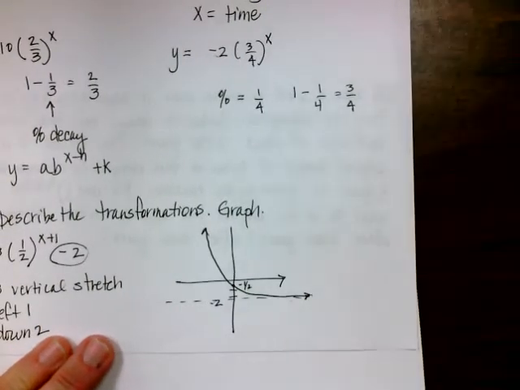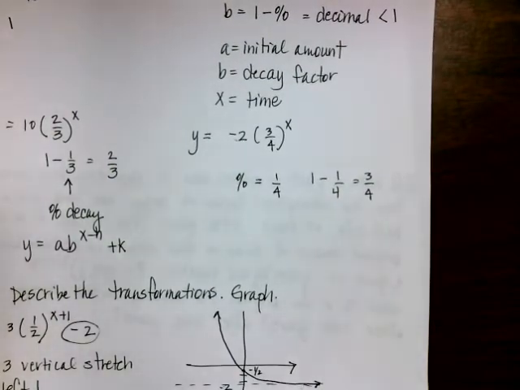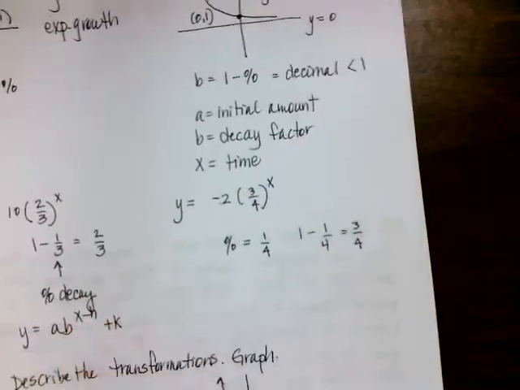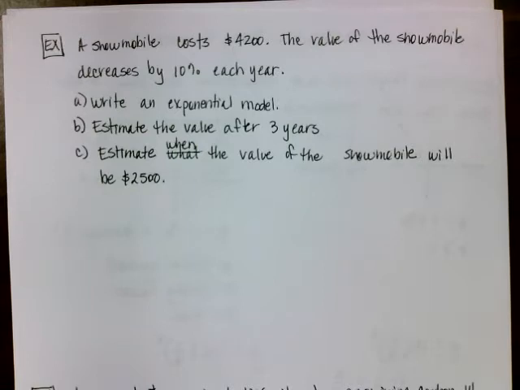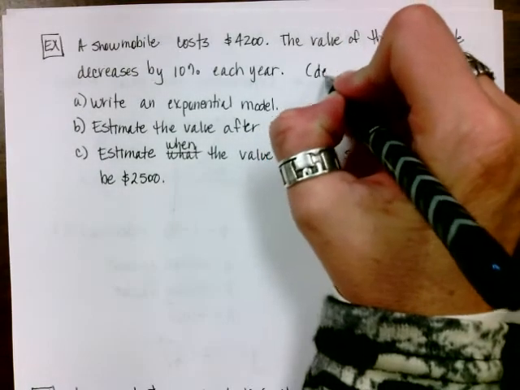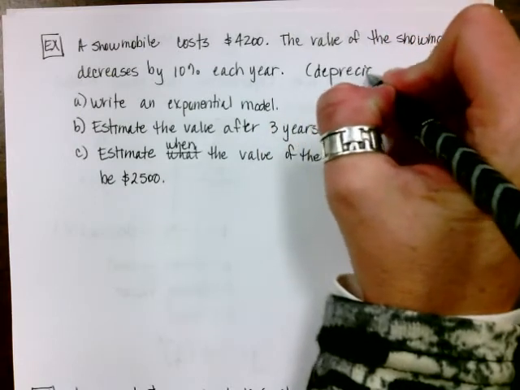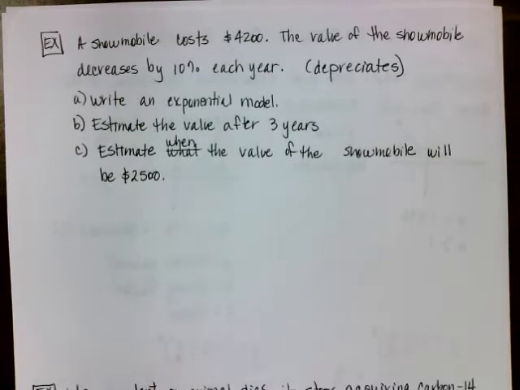Okay? All right, so now let's move on to another example. We're going to do a word problem, and I think I already have it written down. Lucky me. In this one it says our snowmobile is going to cost $4,200, and the value of the snowmobile decreases by 10% each year. Another word for this is depreciates, which means that it goes down in value.